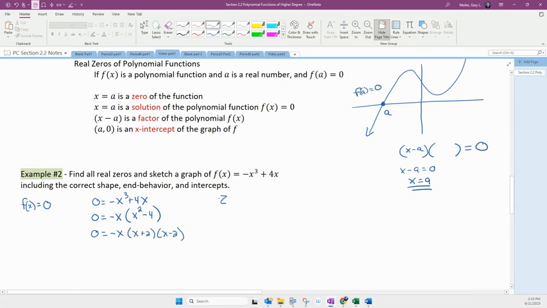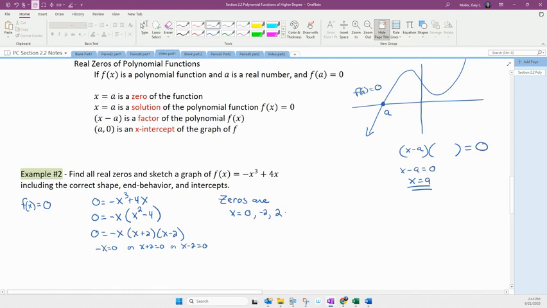So I know that the zeros are x equals 0, because now I'm just going to go negative x equals 0 and solve, or x plus 2 equals 0 and solve, or x minus 2 equals 0 and solve. So I get 0, negative 2, and positive 2.